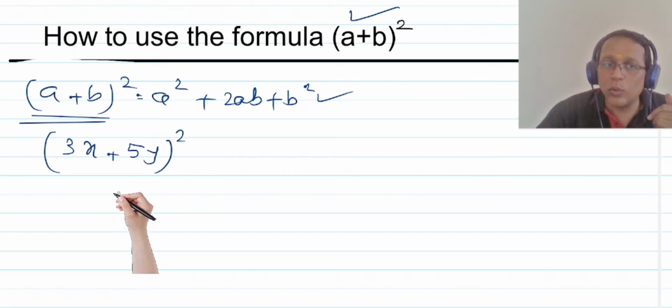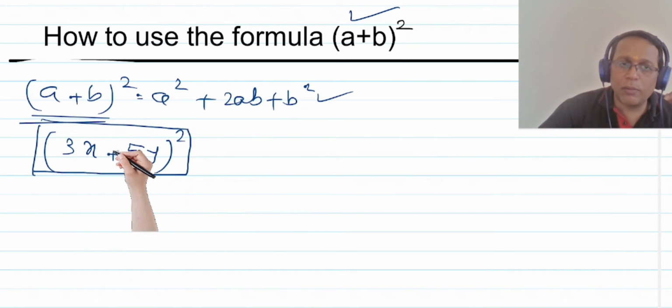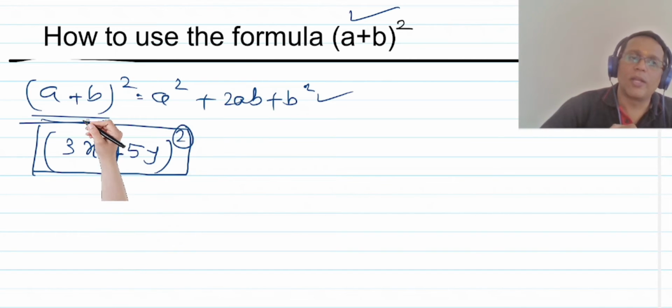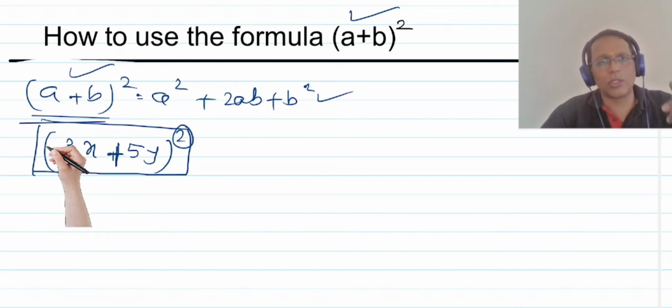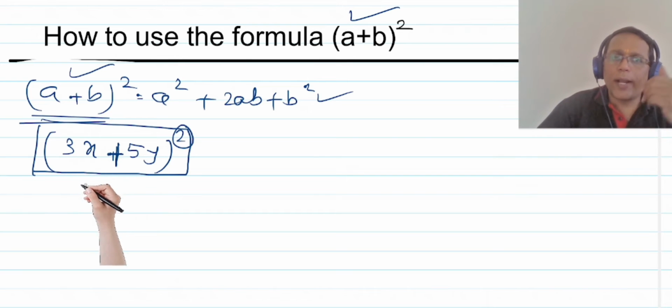Now what you have to do, first you have to understand why we are using this formula, and when to apply it. If there are 2 terms in a bracket with a positive sign between them and there is a square, then we use this formula, right? (a + b): 2 terms with positive sign and there is a square. So how to use it? How to write the answer?